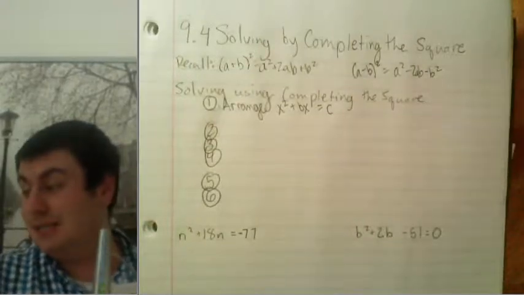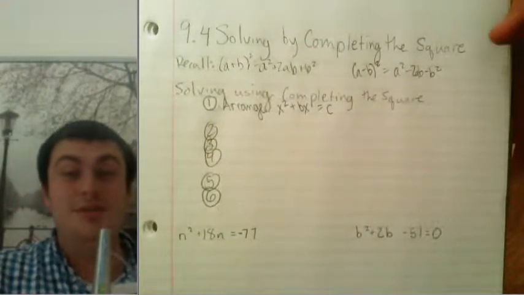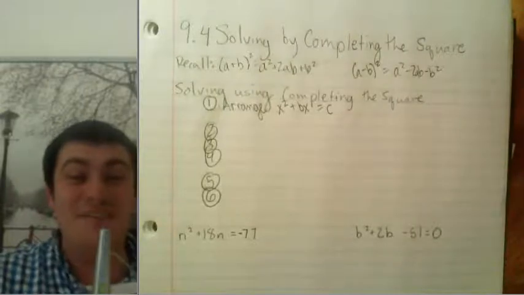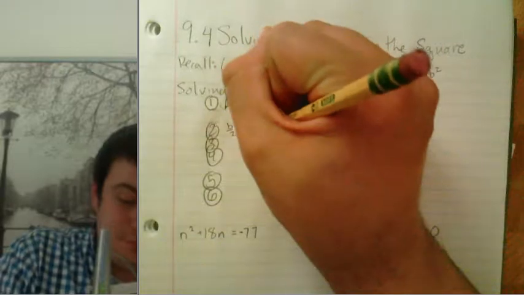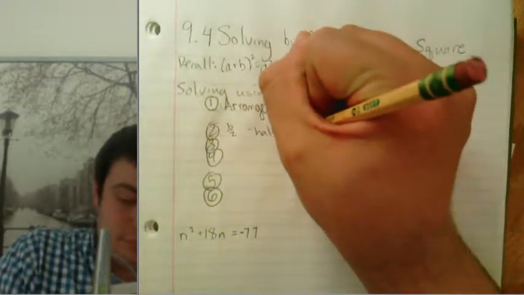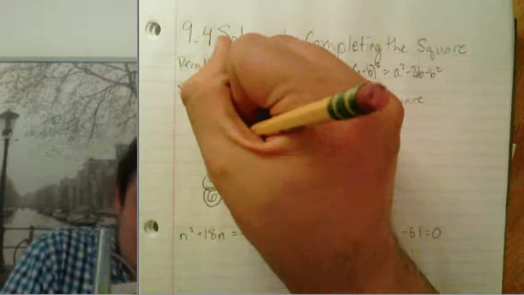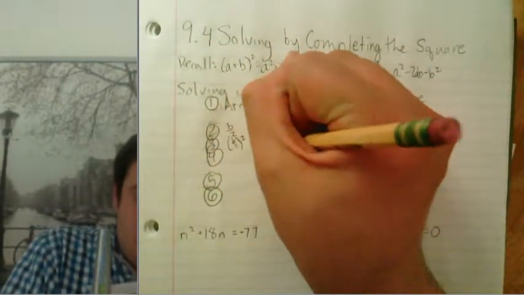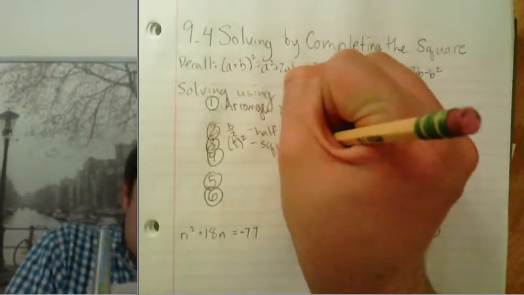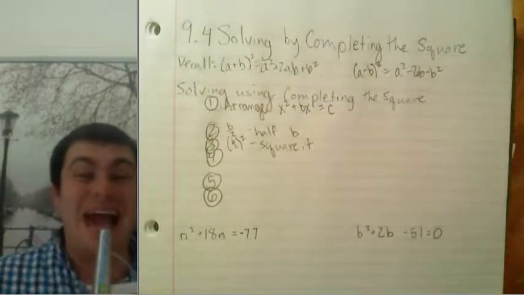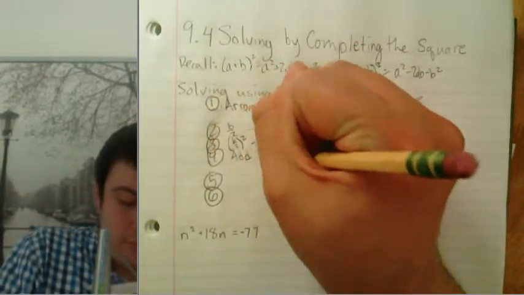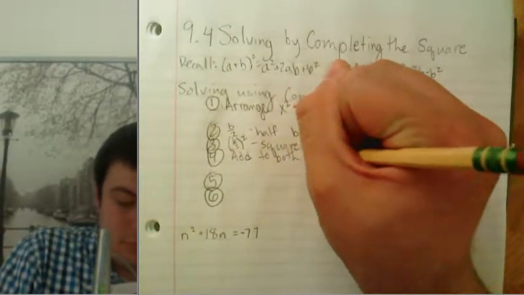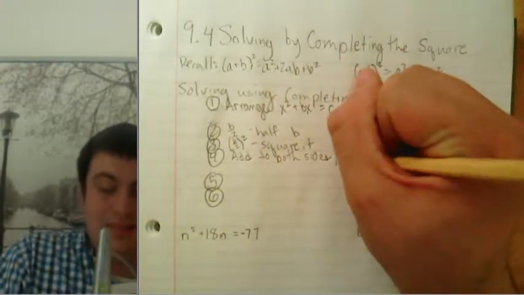Now here's where we get into completing the square. First thing we do is take half of b, so b over 2. Then we take b over 2 and square the quantity. Then we add it to both sides. Then factor.